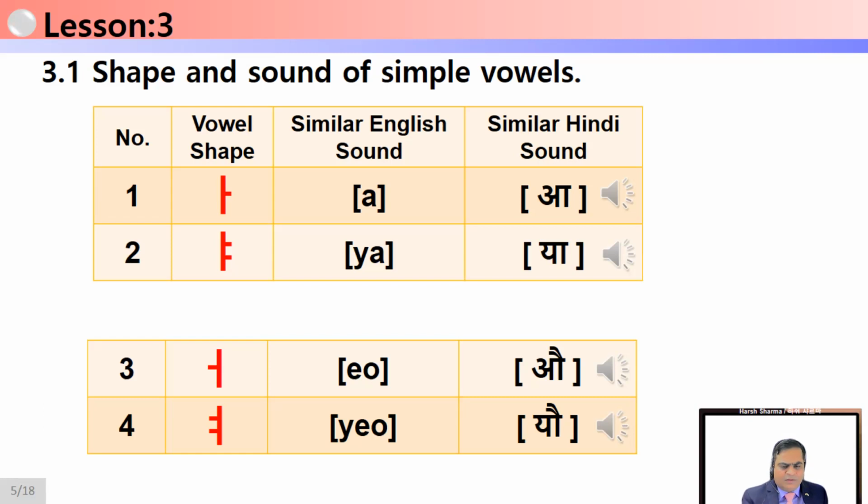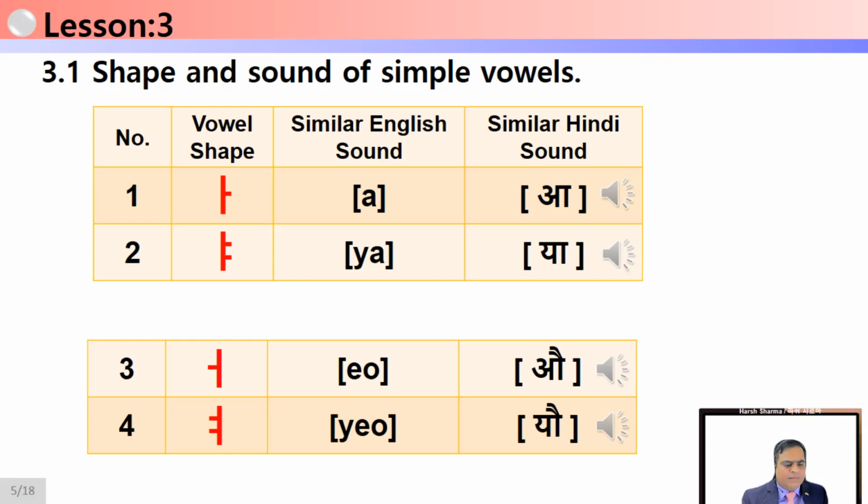Within 1 minute we have completed 4 vowels. If you see the shape of number 1 and number 3, you will find a very interesting connection. They are opposite images. In the same way, number 2 and number 4 are also opposite images. This is the reason this language is called very logical, scientific, and systematic. 4 vowels we have completed. Memorize the shape and the sound now: ah, ya, aw, yaw.